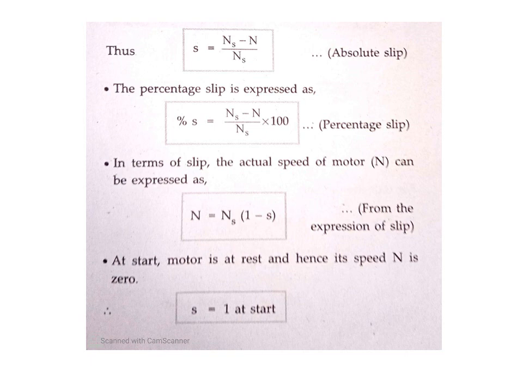At start, the motor is at rest and hence its speed N is 0. So S is equal to 1. At the starting point, slip is equal to 1 because the motor is at rest. So N is 0, so Ns minus 0 divided by Ns is equal to 1. So S is equal to 1.